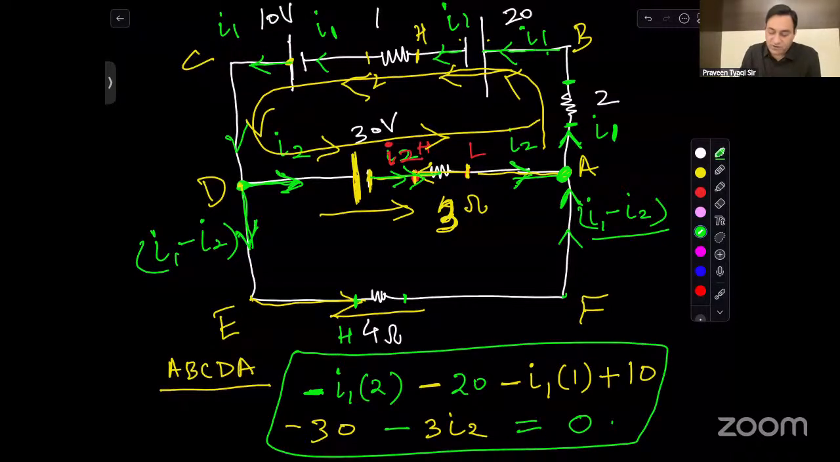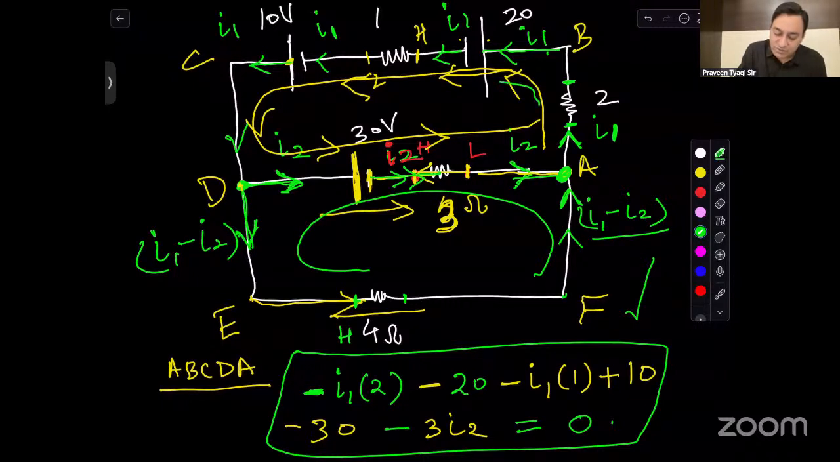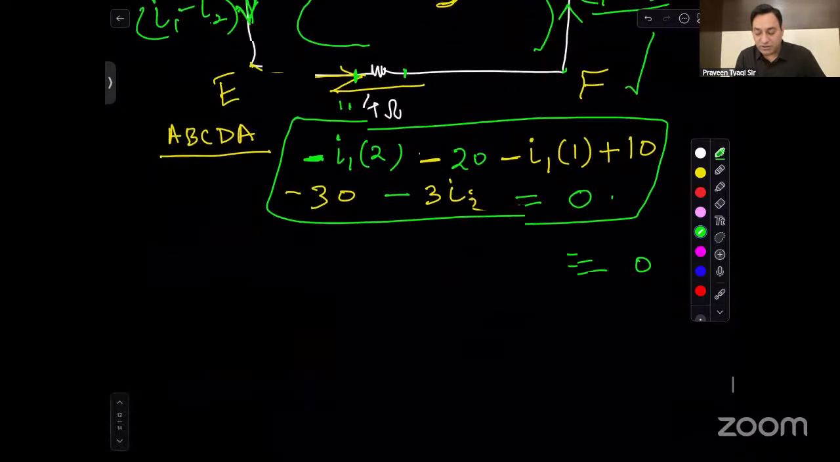Now, if you have learned how to write these two equations, you are sorted. Because we are using too many colors, we first wrote the equation for this, and we then wrote the equation for this. So there is a little hodgepodge that you are seeing right now. But I hope you are getting what I am trying to explain to you.